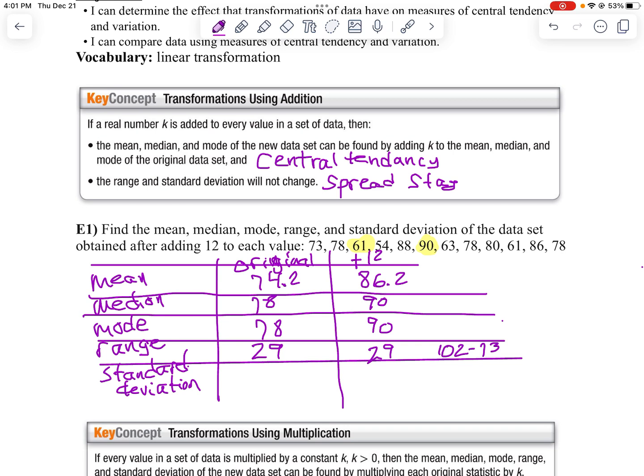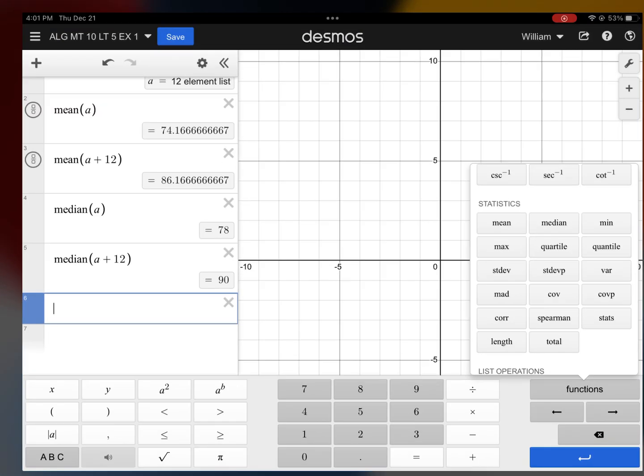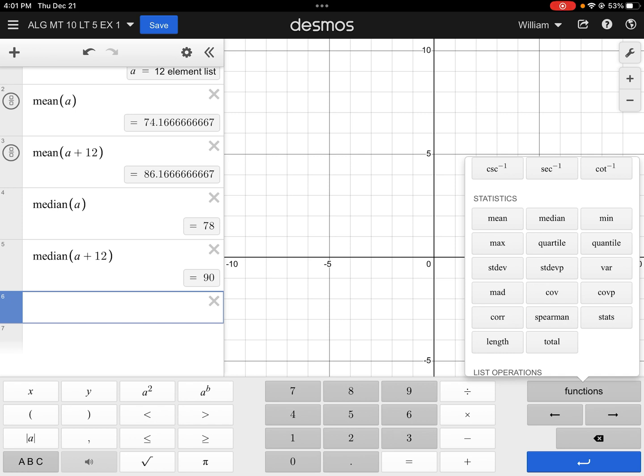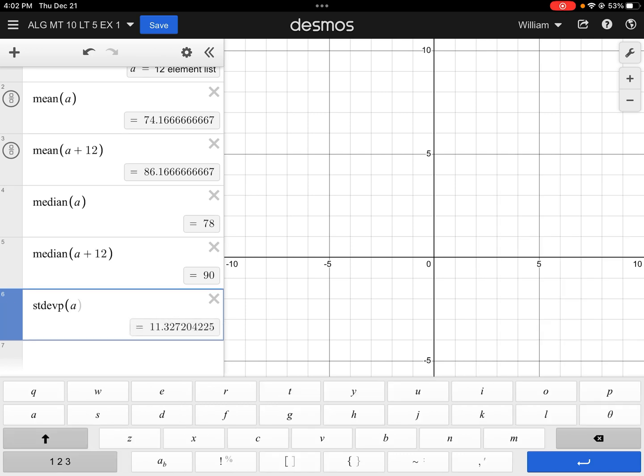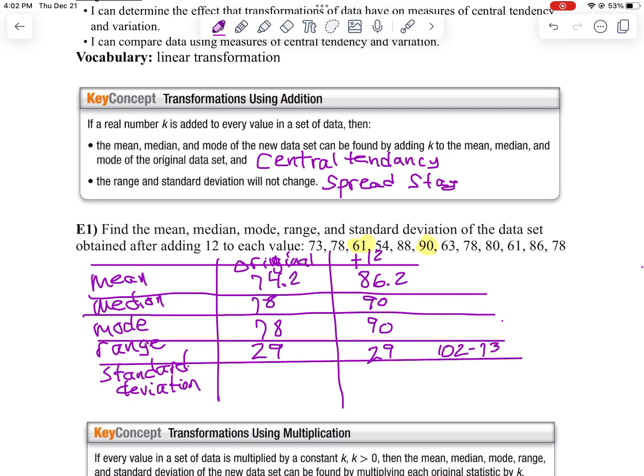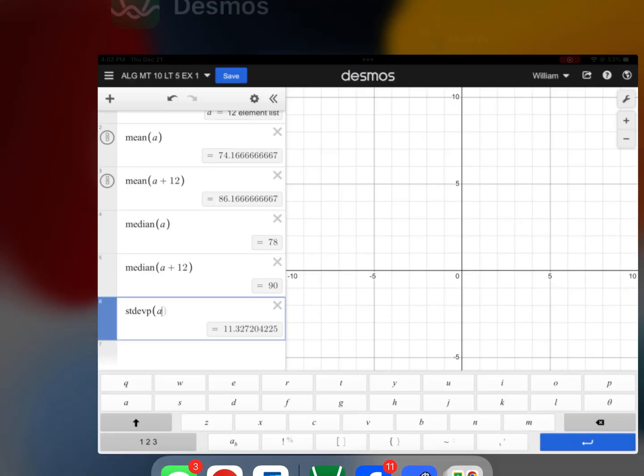Now let's find the standard deviation of our data set. We're definitely not going to do this by hand. So in your functions, do the standard deviation of the population, and my population is going to be A. Notice it's 11.3. So on average, my numbers are 11.3 apart from the center. And then let's do the standard deviation if I add 12. It should be the same.